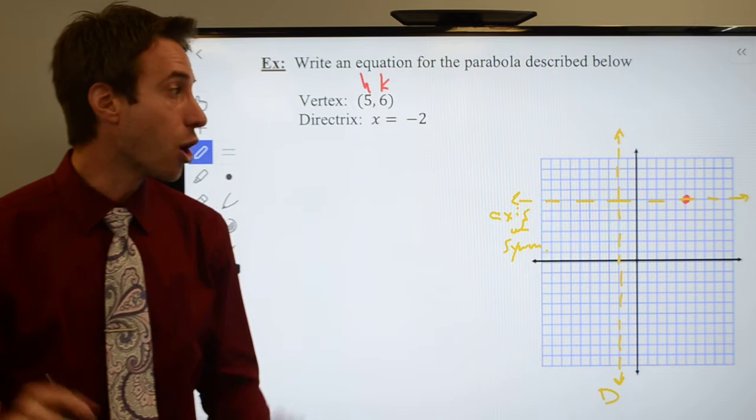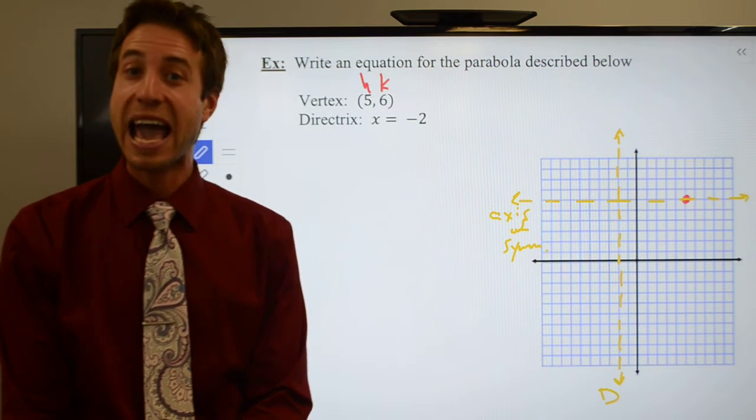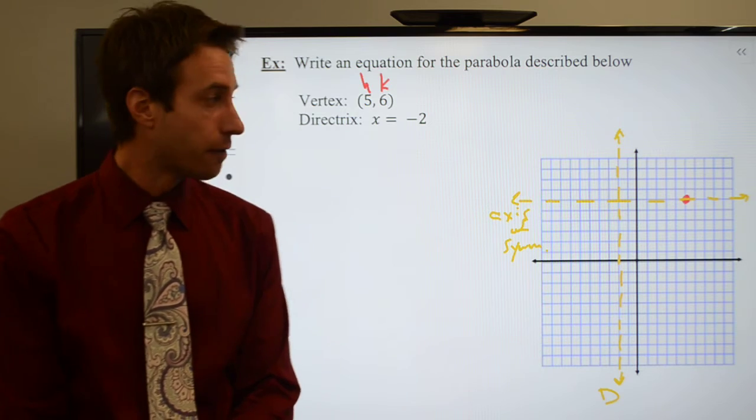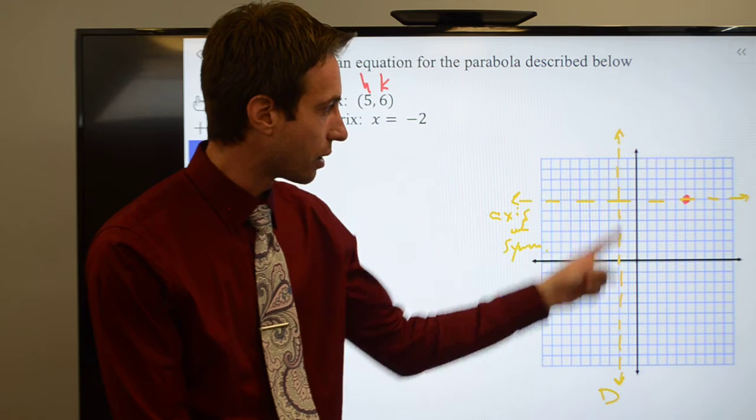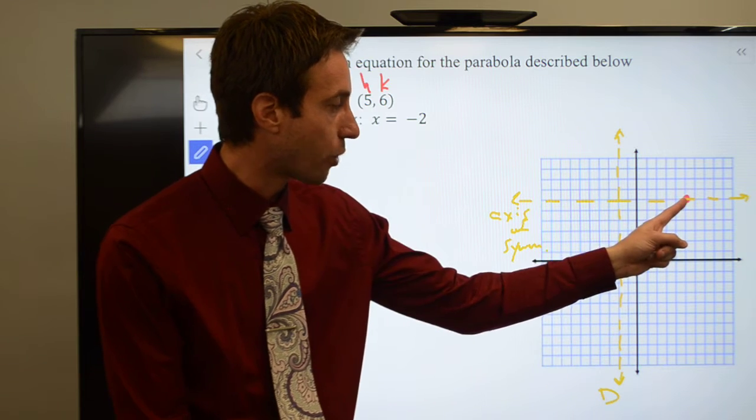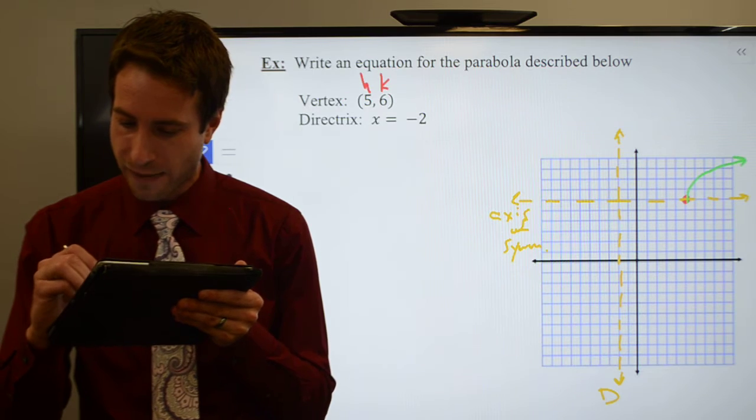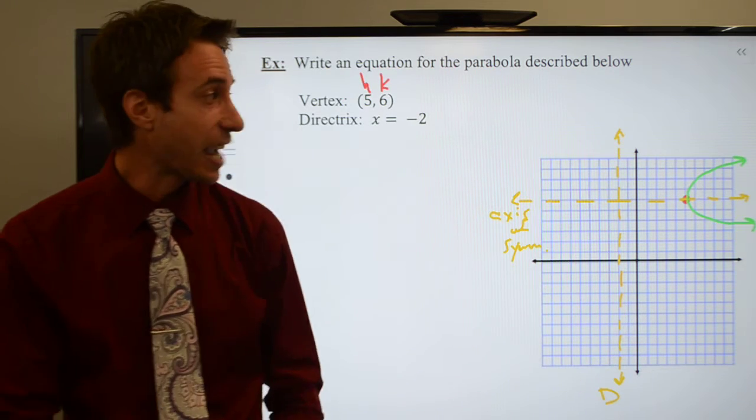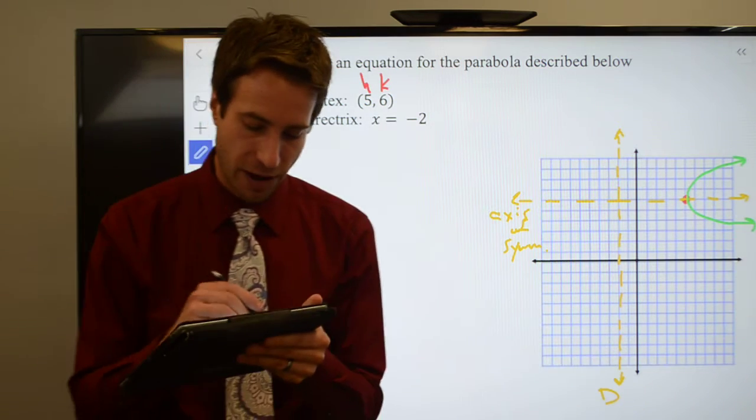And we also know that the parabola must go through the vertex and open away from the directrix. Well, the directrix is that vertical line. So my parabola has to go through this point and open away from the directrix. Look at that. We now have ourselves a horizontally oriented parabola. So please be very, very careful.